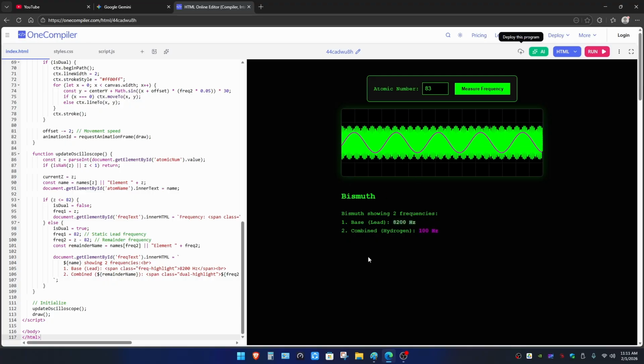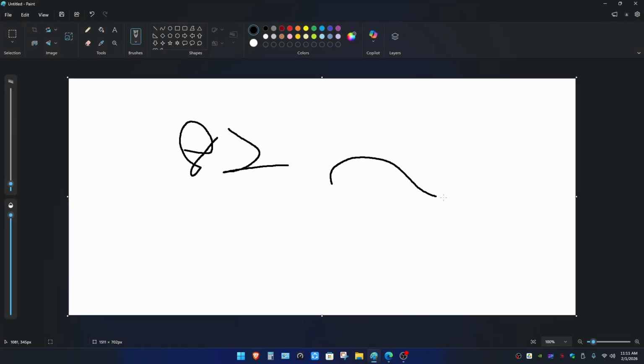Basically, one frequency getting absorbed by another frequency is eventually going to overlap. If an overlapping frequency happens, then how can we say that this is a new frequency when it might be a combination of hydrogen and lead?